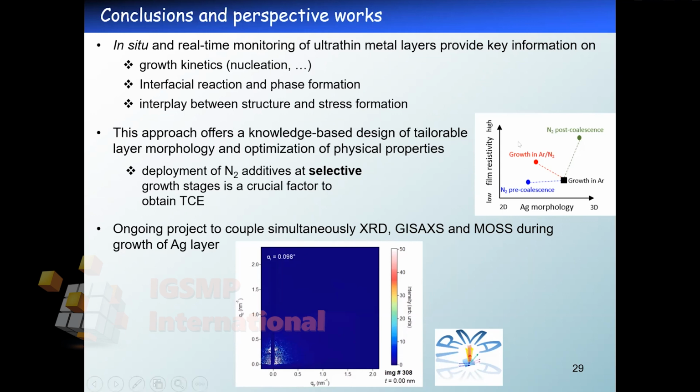I have shown you before one example for the case of silver, where we could modify the thickness at which the film becomes continuous without undermining the electrical resistance. And we currently have an ongoing project to understand in more detail the morphology of silver islands. For that, we are combining the grazing incidence small angle X-ray scattering technique with the diffraction and the curvature. So thank you for your attention.